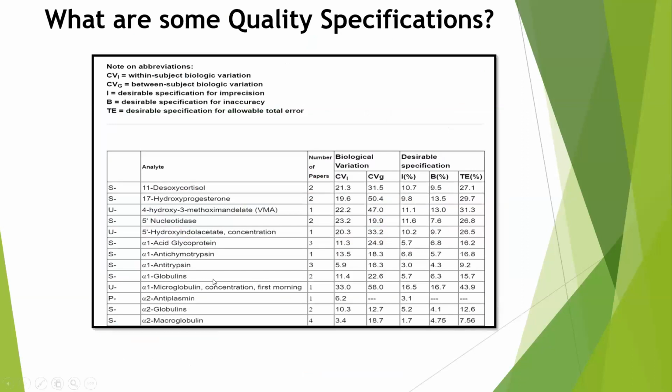For example, there is alpha-1 antitrypsin. This is the biological variation where CVI indicates within-subject biological variation, and CVG means between-subject biological variation. Then they've given the desirable specifications also. I is imprecision, B is bias, inaccuracy, and T is total error. I is the desirable specification for imprecision, B is the desirable specification for inaccuracy, and this column is total allowable error, which is the desirable specification for allowable total error. A very exhaustive database which can really be useful.